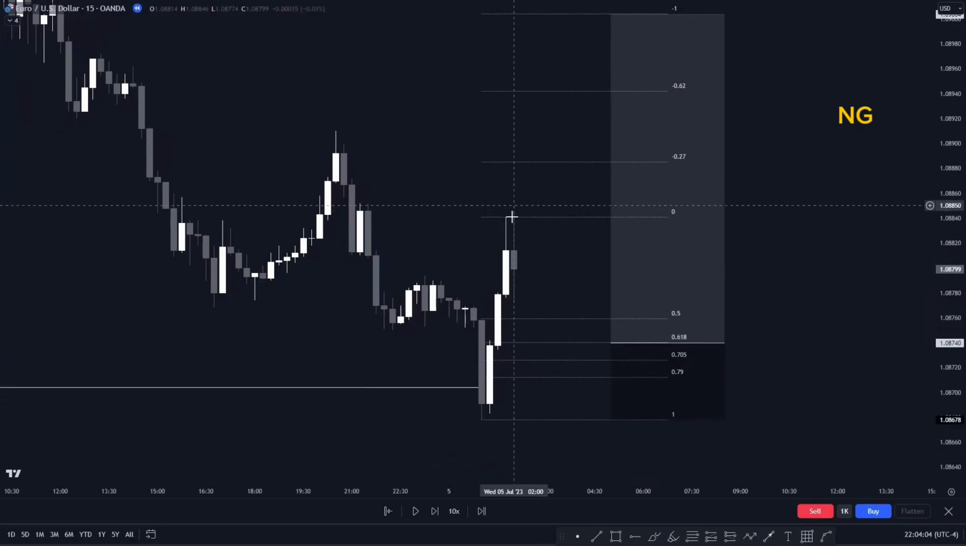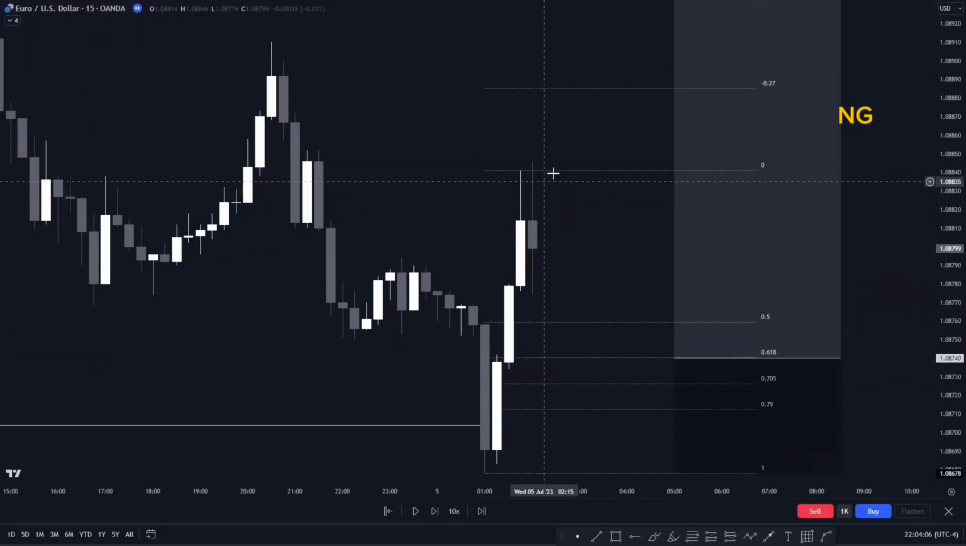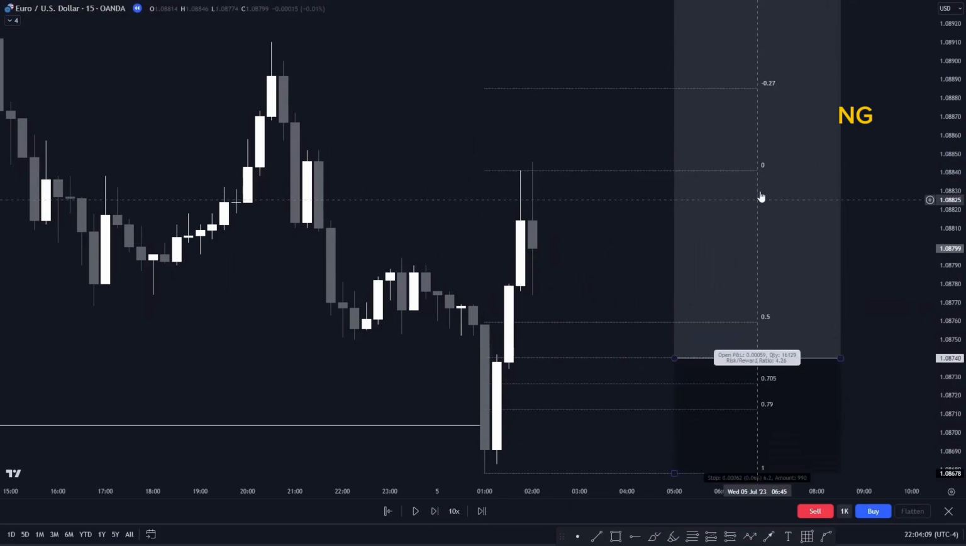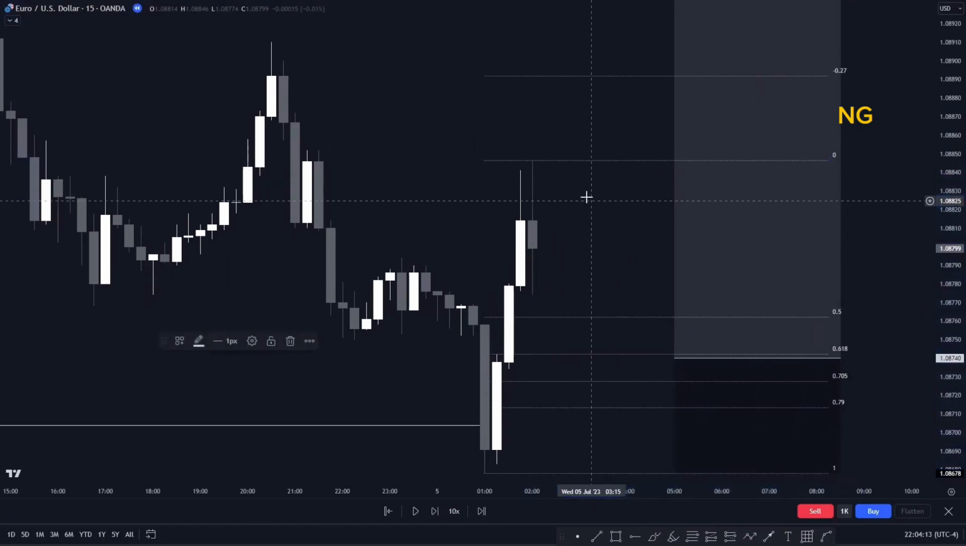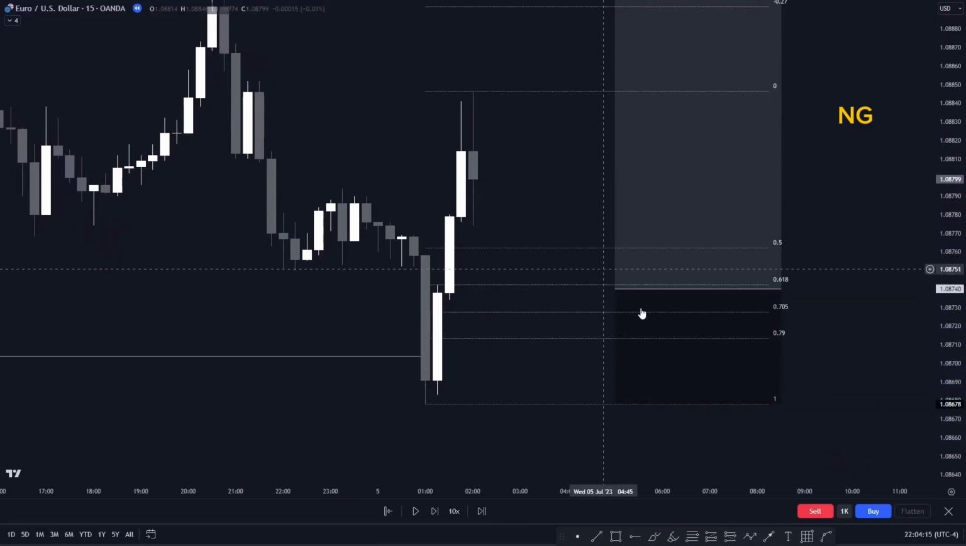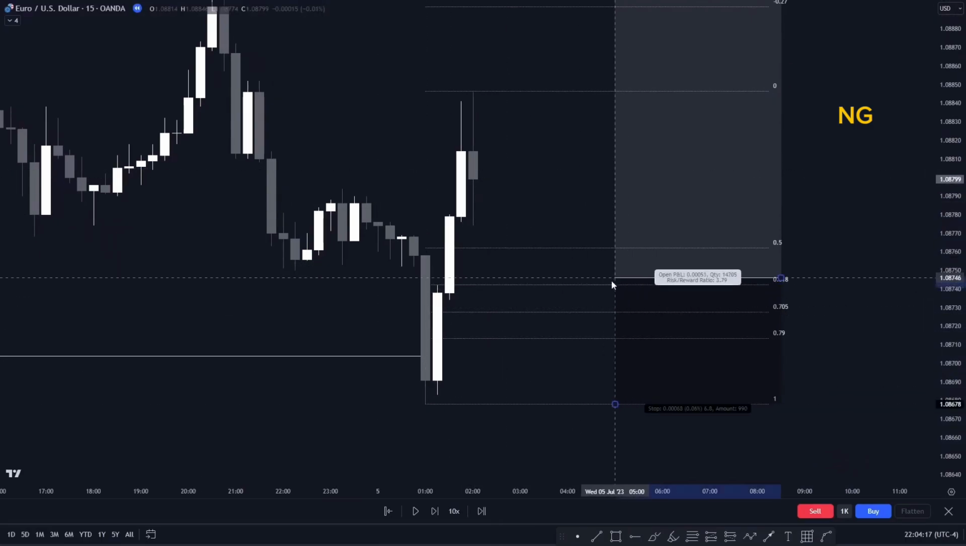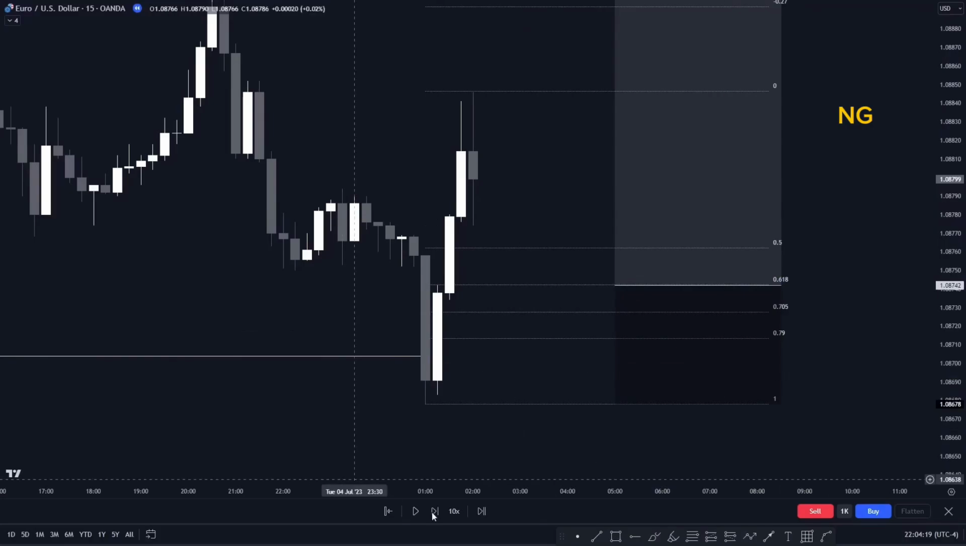Now, you see, we have another high created. So this was not the high, this is the high. So I'm going to adjust my fib to the high, just right here, to the new high. The low is the same. I'm going to adjust my limit order to here, to the 61.